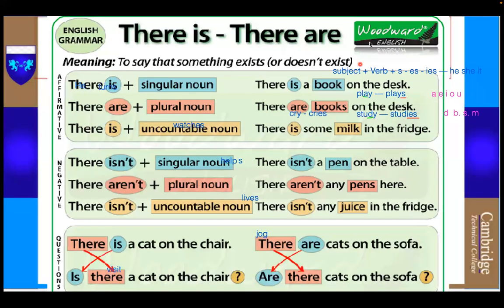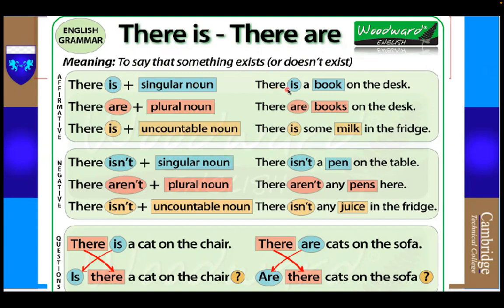Let's move on to the next one. So remember there is, there are. Can you tell me when we use there is? What's the difference between there is and there are? There is, singular noun. There are, plural noun.